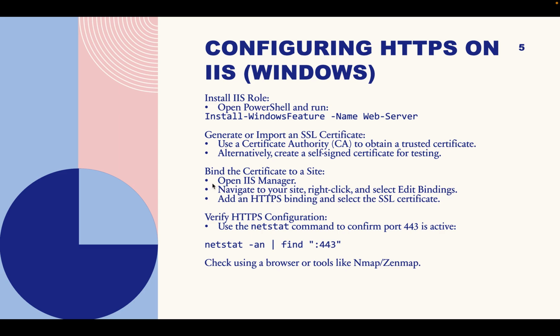You would open the IIS manager, navigate to your site, right-click and select Edit Bindings, then add an HTTPS binding, and select this SSL certificate. After you do all this, of course, you want to verify, so you can run a netstat command to confirm it's on port 443 and it's active. And then, of course, after that, you want to use nmap just to make sure.